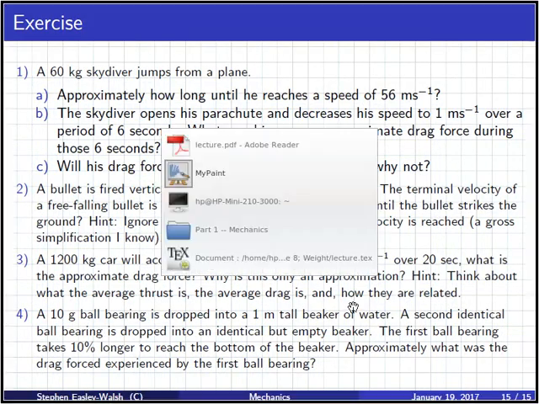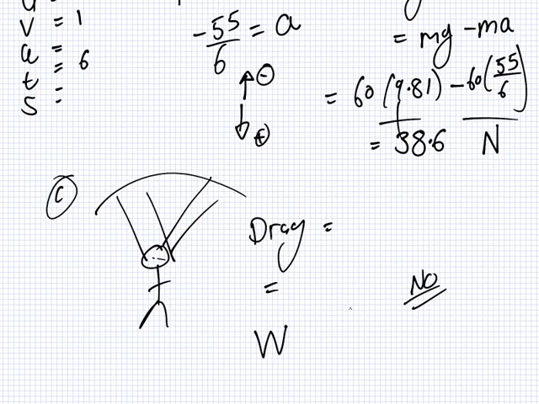Its velocity. Remember I said the drag depends on its velocity. So its velocity is different. At the beginning he went from 56 to 1. But then for the rest of the journey, it's 1 to 0. Well, 1 only.